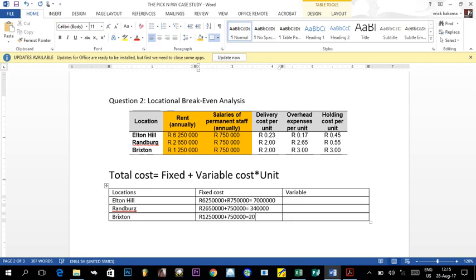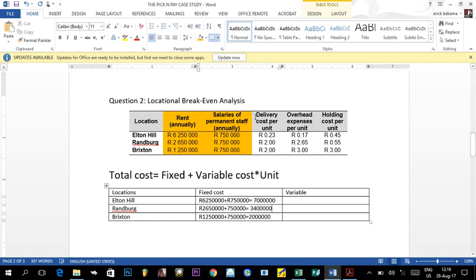Now here we get 2 million, and on the other one is 2 million. On the second one, on the Randburg, is 2,650,000 plus 750,000, and we have 3 million. So there's a 1 0 that is missing here. Yes, now this is the fixed cost for all this relocation.